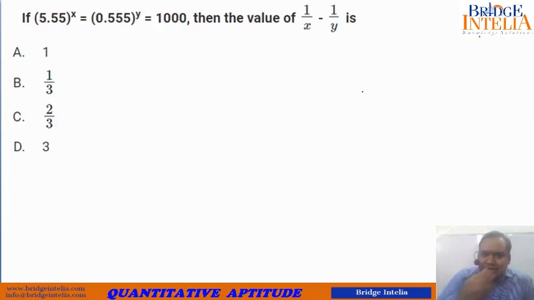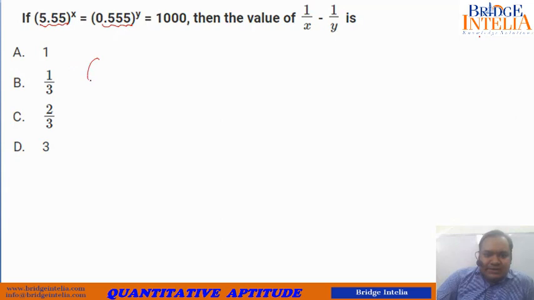Now let's have a look at this one. If 5.55 to the power x is equal to 0.555 to the power y is equal to 1000, then what is the value of 1 by x minus 1 by y? So let's see. If you can realize that this number is 10 times this number, your job will be done.